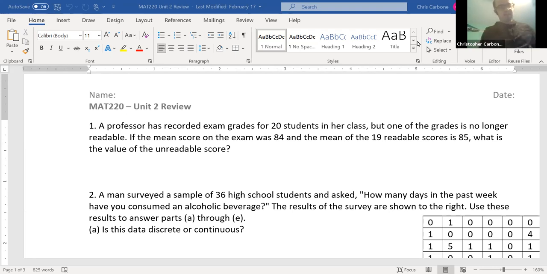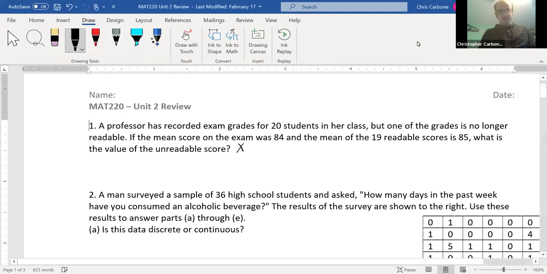So first and foremost, a professor has recorded exam grades for 20 students in her class, but one of the grades is no longer readable. If the mean score in the exam was 84, and the mean of the 19 readable scores is 85, we first want to know what is the value of this unreadable score. So let us call this unreadable score a variable x.